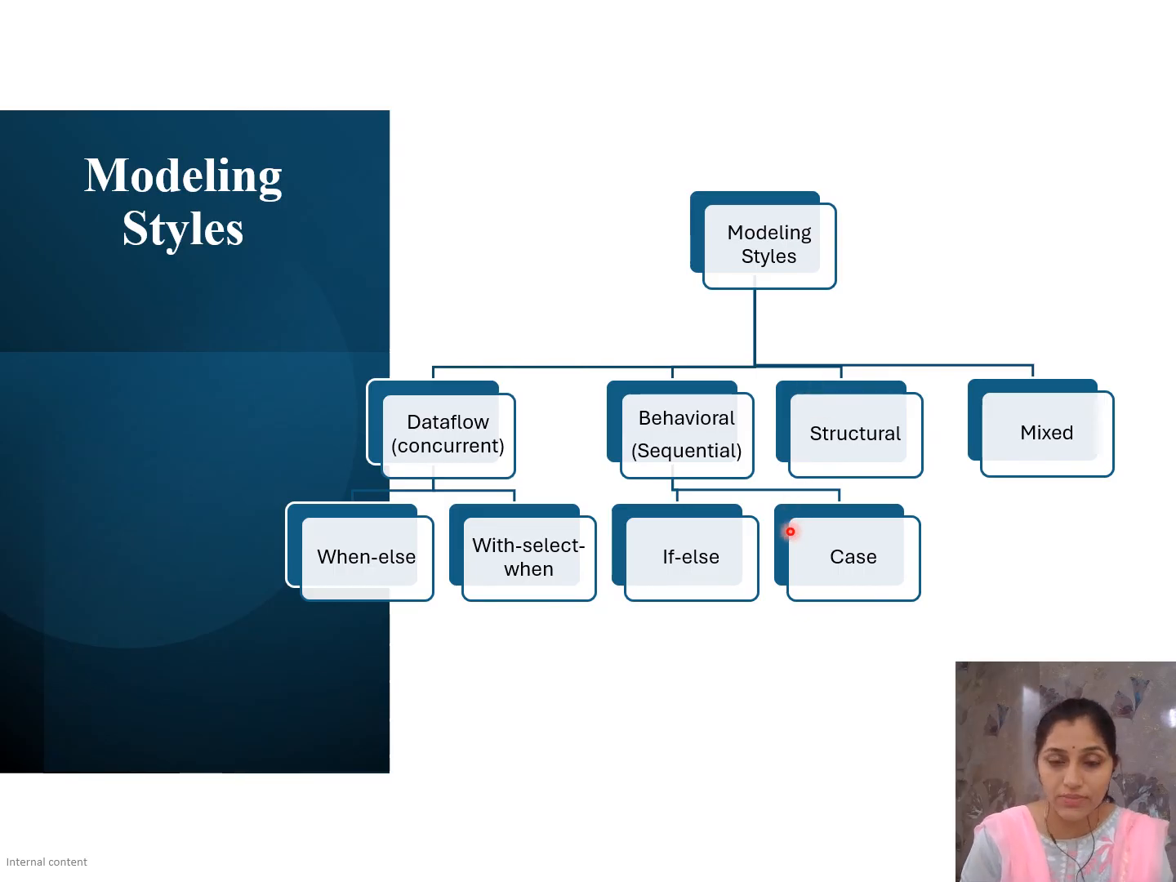A separate video is available. There you will understand. I have taken the example of a 4:1 multiplexer and explained how to write code for that 4:1 multiplexer using data flow, behavioral and structural, using each and every modeling style. There you will understand the difference between the three of them.